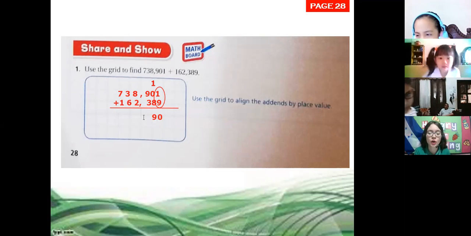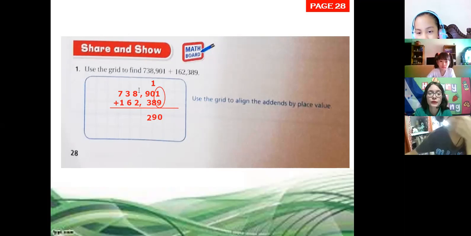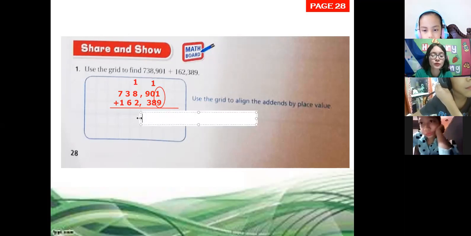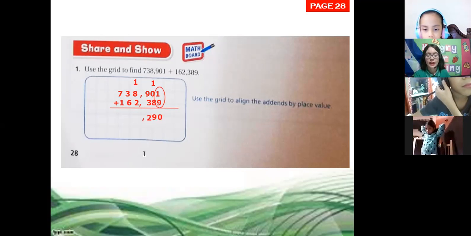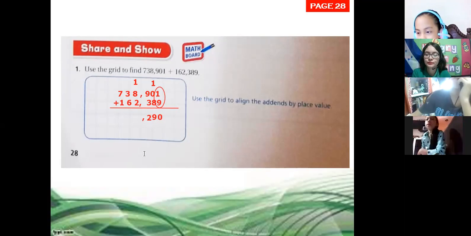We're going to write number 2 here, and we regroup the 1 on the thousands. But we remember, we have to write the comma because we start a new period. We write the comma. Now, 8, Santiago Chavez, 8 plus 1 plus 2.